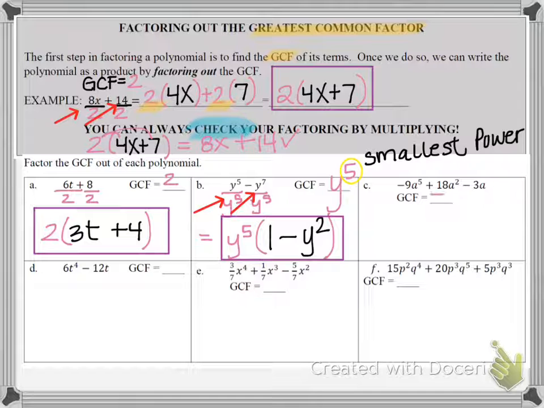Let's look at part C. As soon as I see that my leading coefficient is negative, like I have a negative 9 right here, I know that my GCF has to have a negative sign. Then I go through and figure out the rest of it.